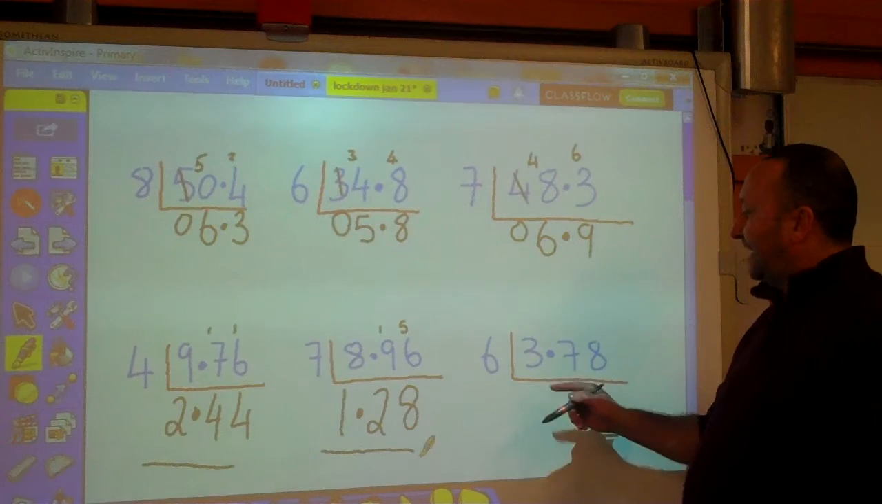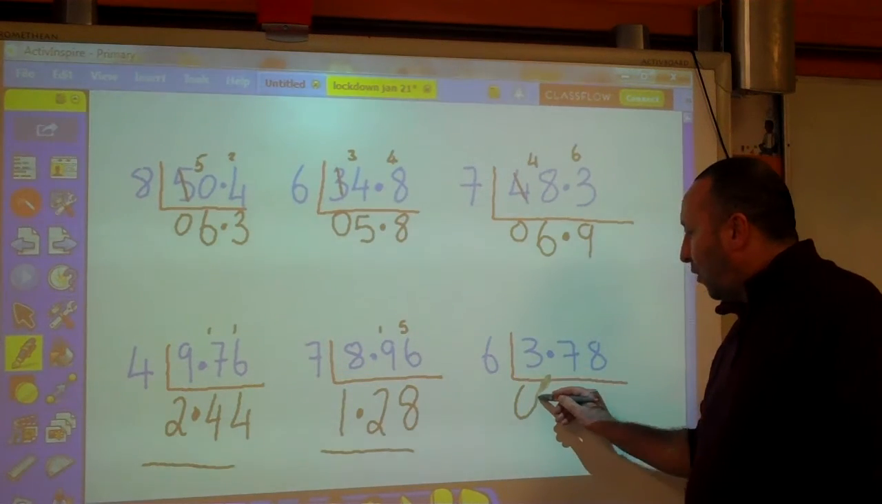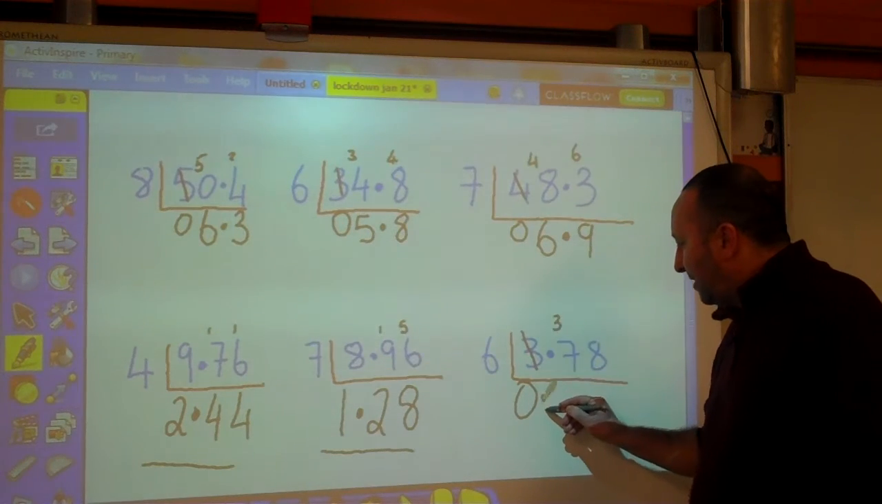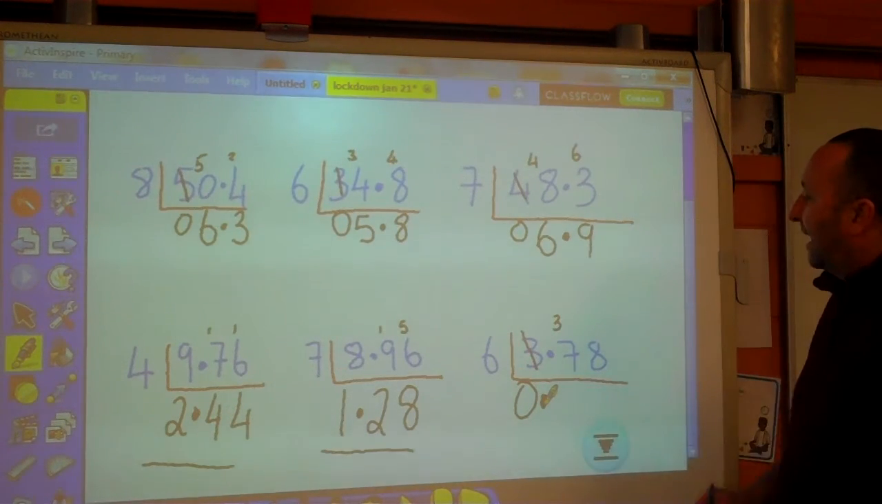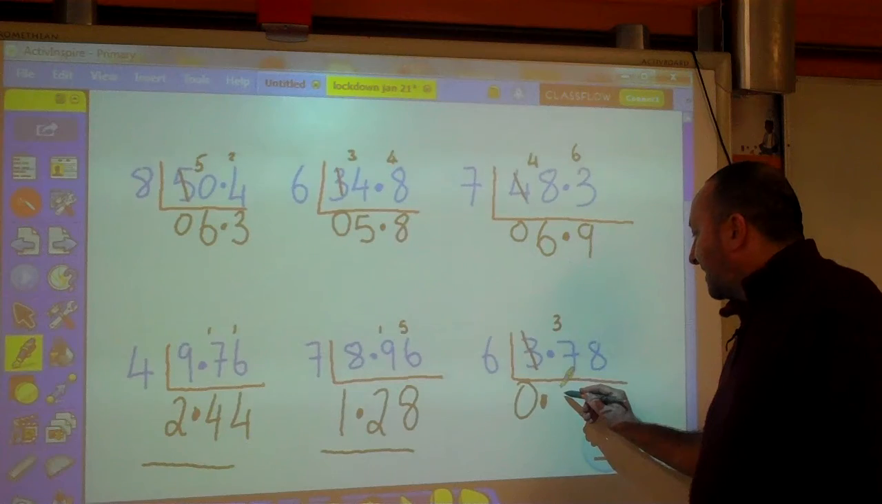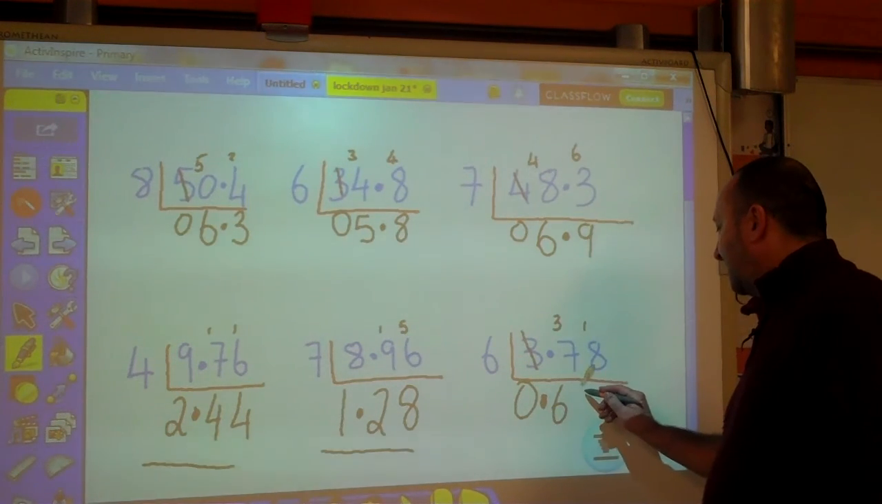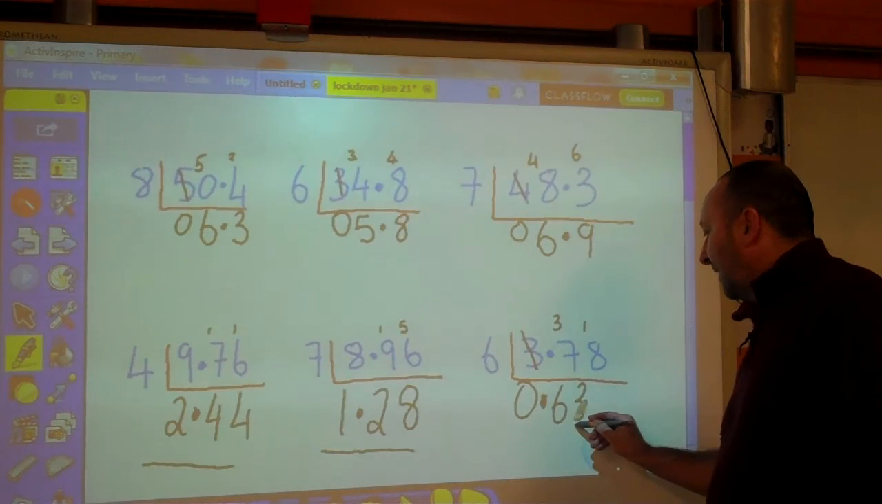And this is 6 into 3 will not go. So big duck egg there, take the 3, bring it over, but put in your decimal point immediately. 6 into 37, 6 sixes are 36 with 1 carried over, and 6 into 18 goes 3 times.